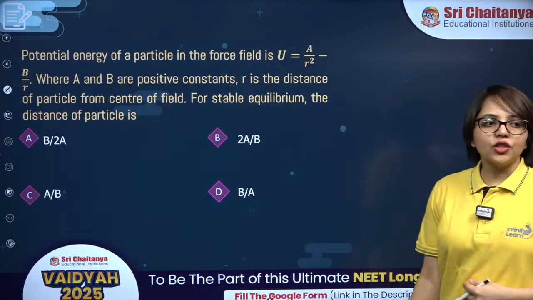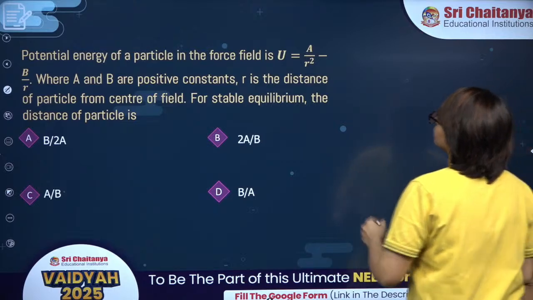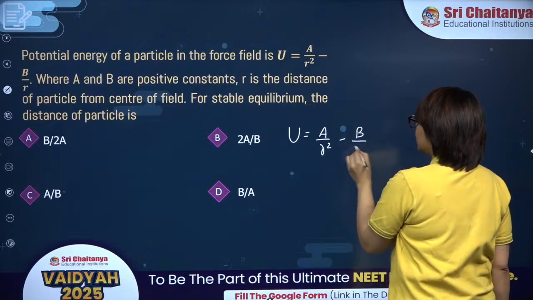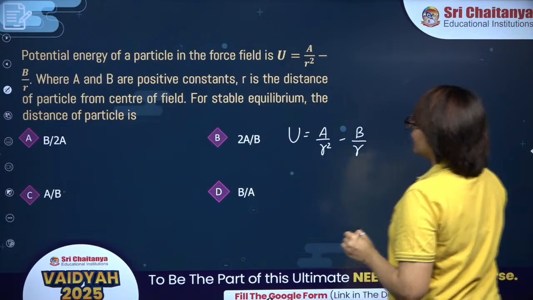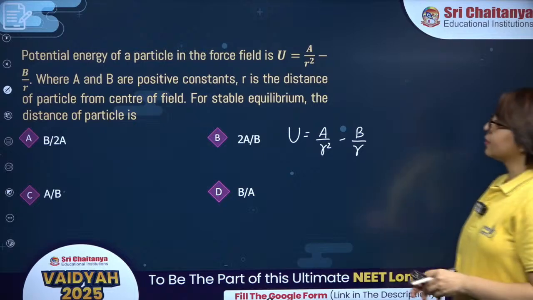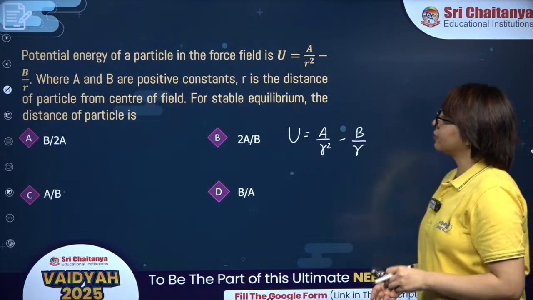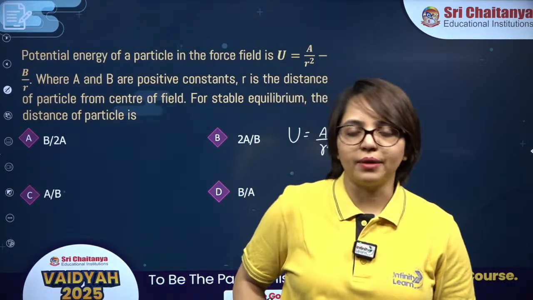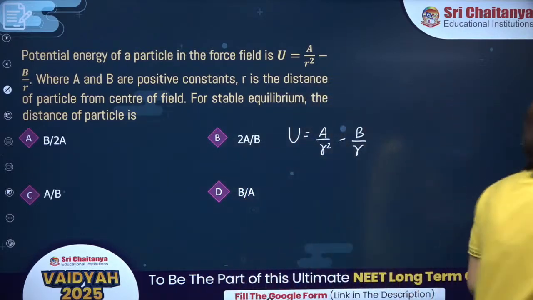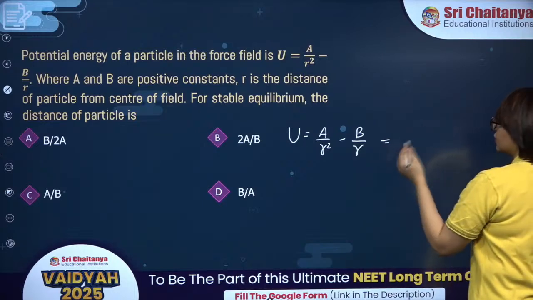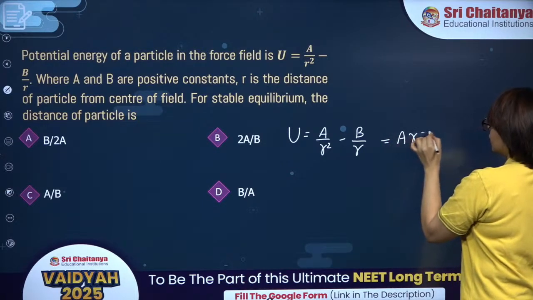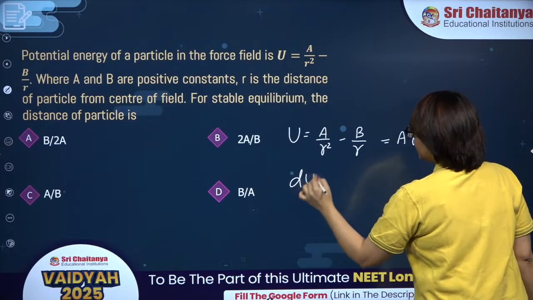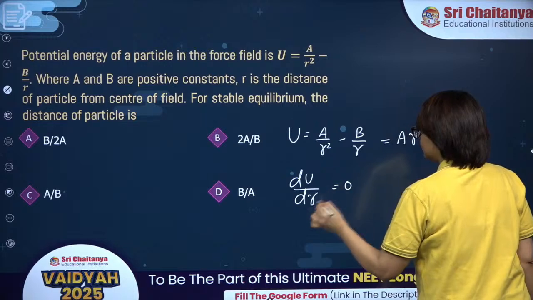Next is this one. Potential energy of a particle in the force field is A upon r square minus B upon r, where A and B are positive constants, r is the distance of particle from the center of field. For stable equilibrium, what is the distance of the particle? Try this one. What is the condition of equilibrium? du upon dr should be 0.